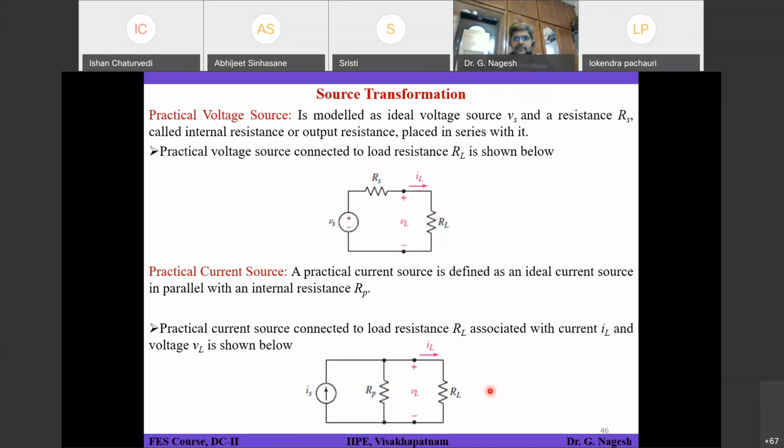Is it clear? What it means is some amount of current is actually flowing into RP. Obviously some current will flow through the resistance RP, so the remaining current will only be coming to your load. That means in practical circuits, based on the load resistance and the internal resistance RP, some amount of current will be flowing into RP and the remaining only will be coming to your network.